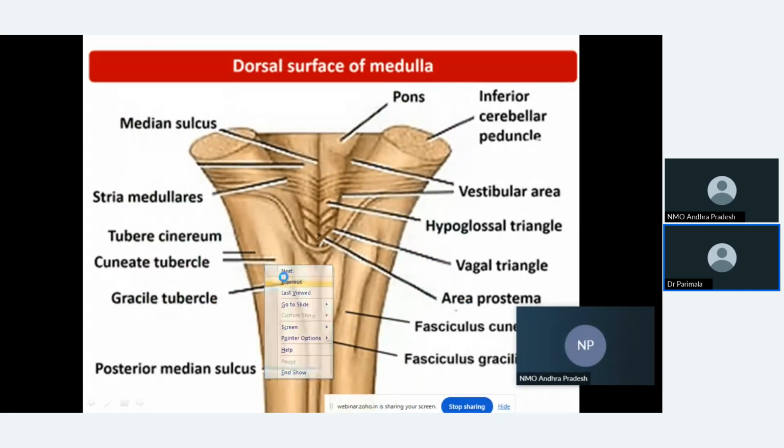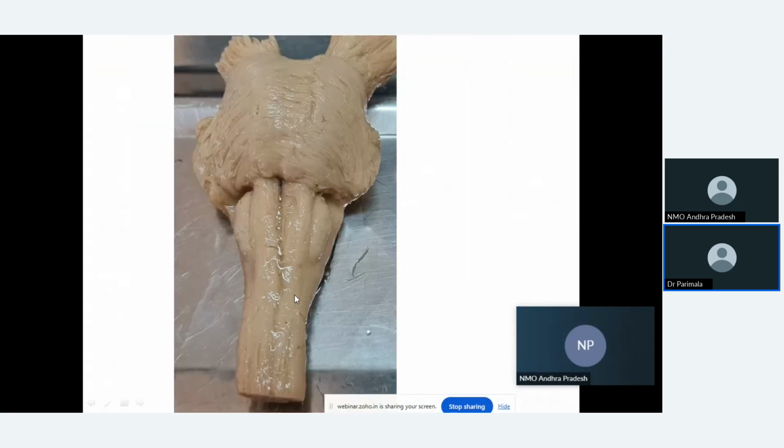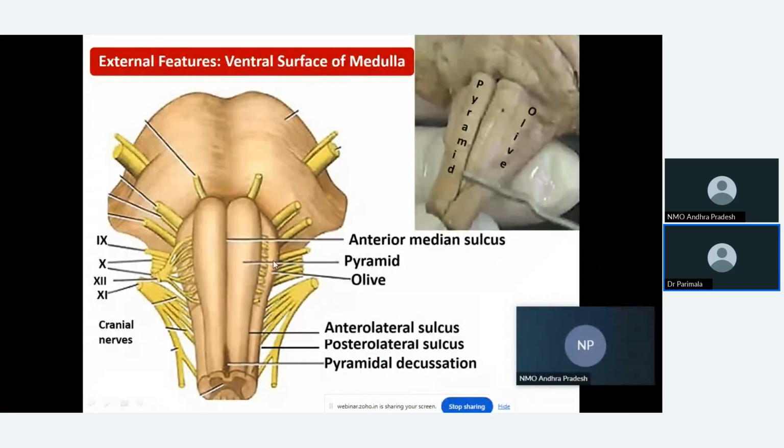The first image I want to show you again. Yes. If you see here, in the anterolateral sulcus, the rootlets of the 12th cranial nerve emerge. That means the nucleus is somewhere inside the medulla. If you see the posterolateral sulcus, from above downwards, the 9th, 10th and 11th cranial nerves emerge from it. That means the nuclei of these cranial nerves are located inside the medulla.